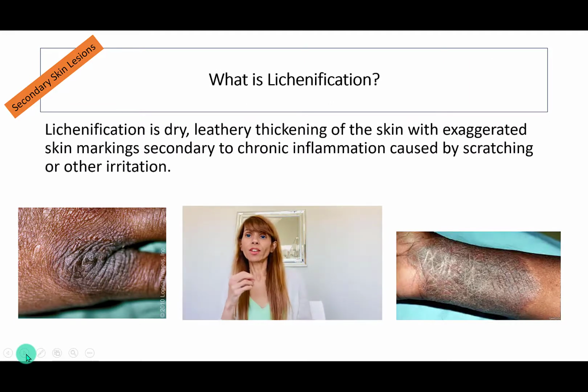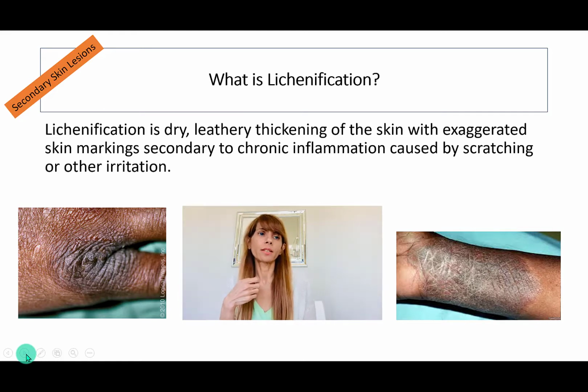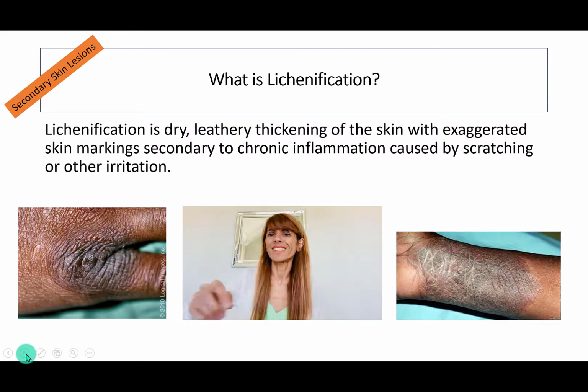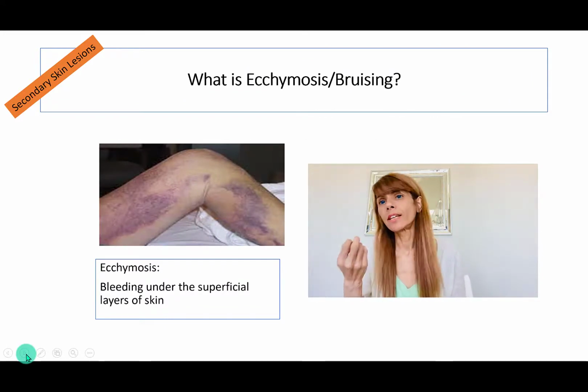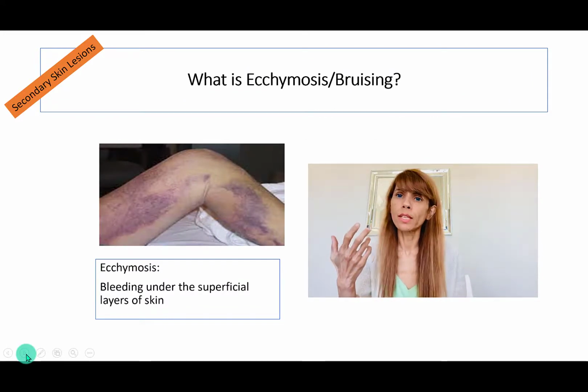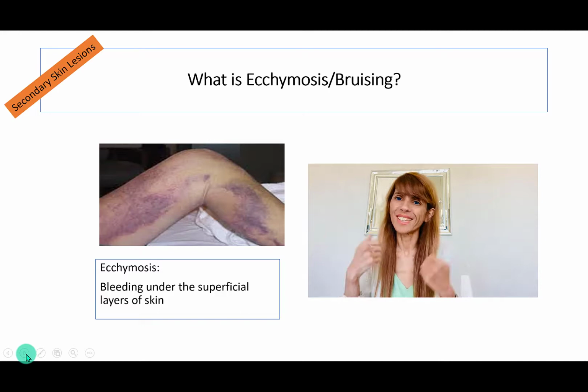What is lichenification? So lichenification is basically dry, leathery thickening of the skin as a result of chronic inflammation, and sometimes there is scratching, but sometimes there are other exacerbating factors, for example, inflammation that leads to lichenification. So what is ecchymosis? Well, the other name is bruising. So we all know what bruising is. This is basically extravasation of blood as a result of trauma or other things that spreads into the superficial layer of the skin.